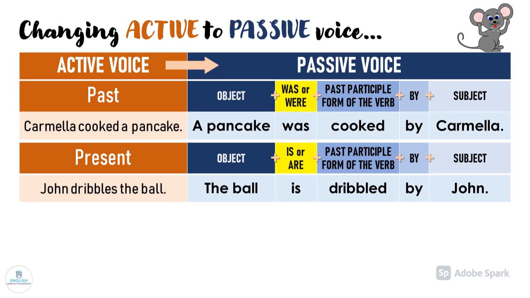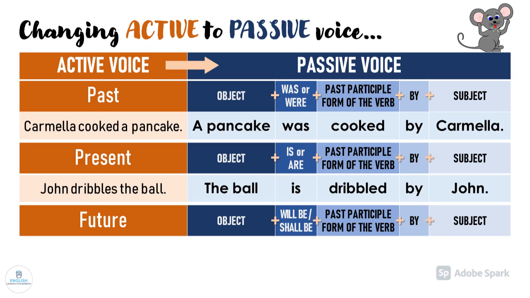You can notice that when the tense of the verb is simple past, you can use either was or were as your helping verb. But when the tense of the verb is simple present, is or are can be used. The sentence now is, the ball is dribbled by John.